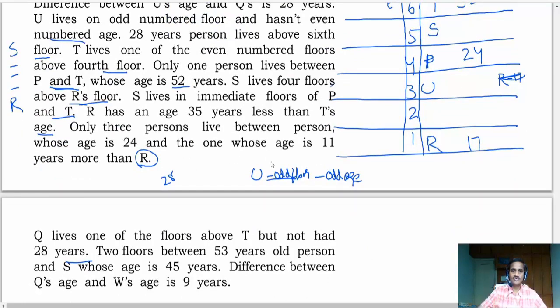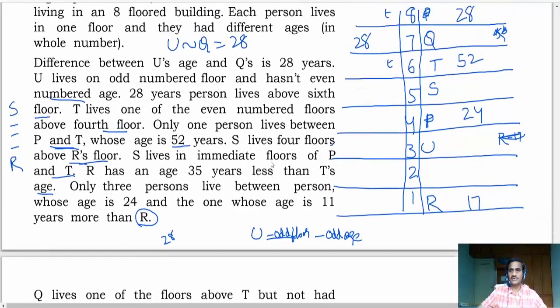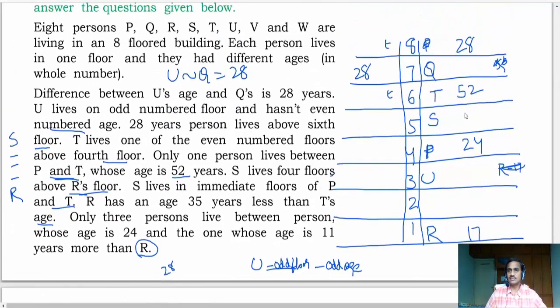And 2 floors between 53 and S. S is 45. 2 floors between S and 53. 1, 2 ఇక్కడ ఉండే ఛాన్స్ లేదు. 1, 2, 53 is here. 17, 53. Then 24, 45, 52, 28, these were fixed.